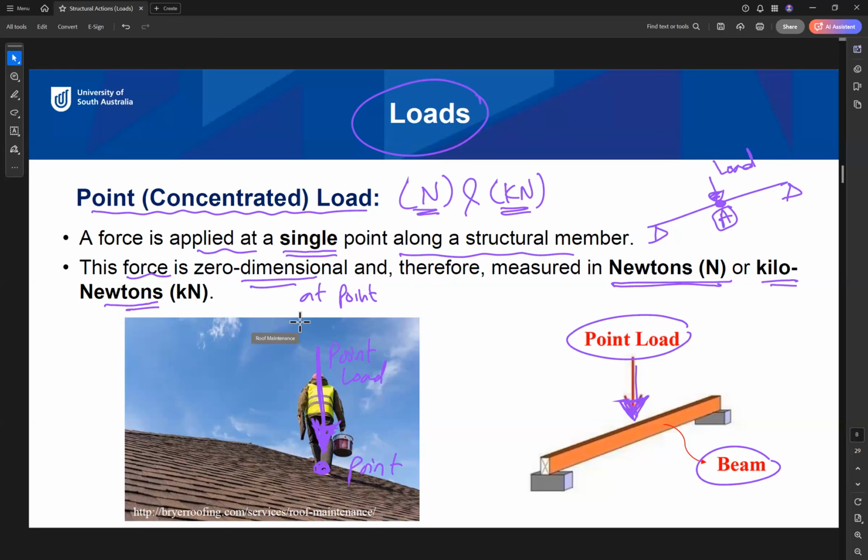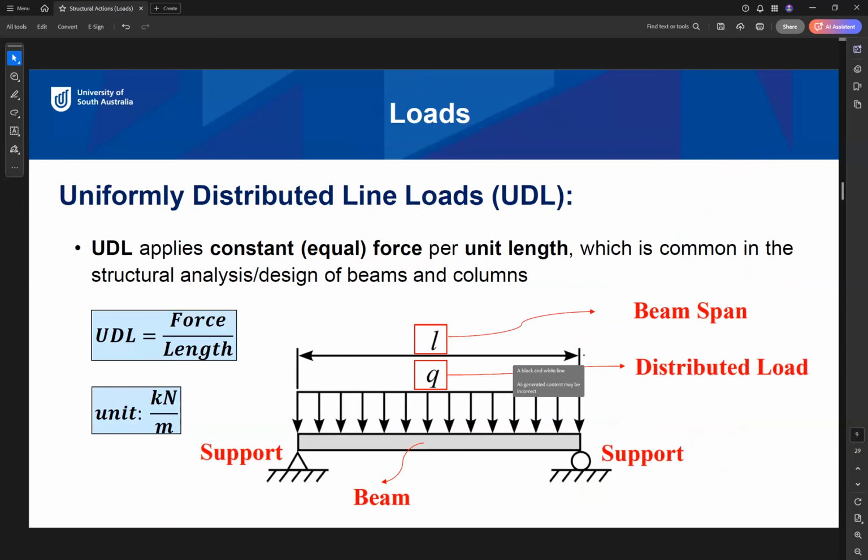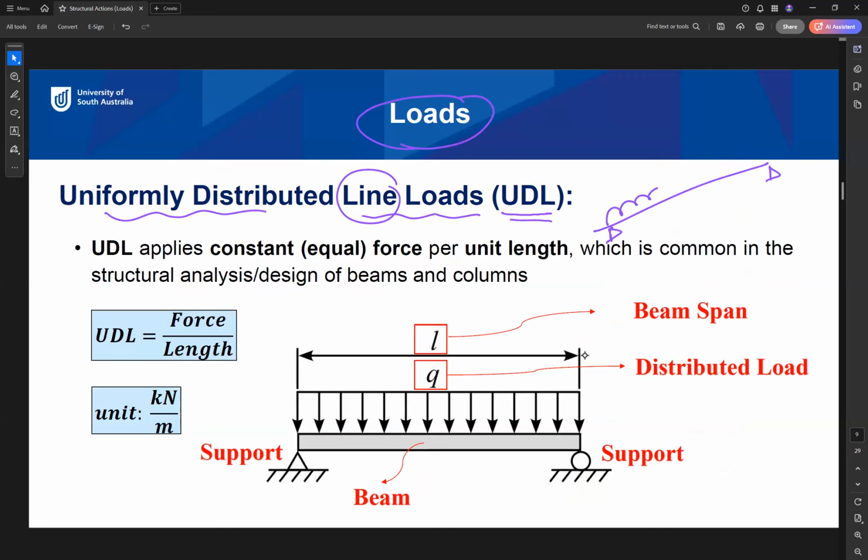The second type of load is the uniformly distributed line load, or UDL. Instead of the load applied at a point, here the load is distributed over the whole length of the beam. So this is called UDL. Because the beam is not an area, the beam is only a line, that's why it's called uniformly distributed line load.